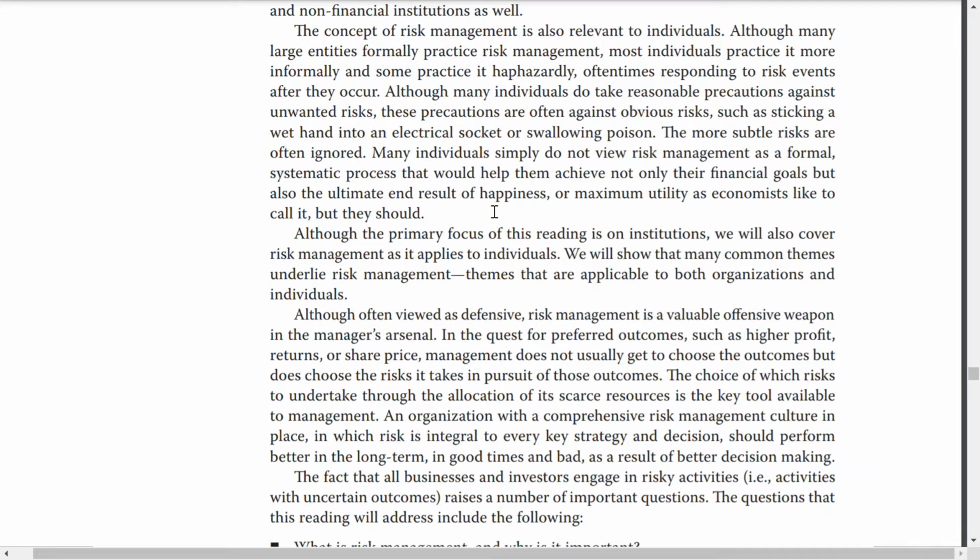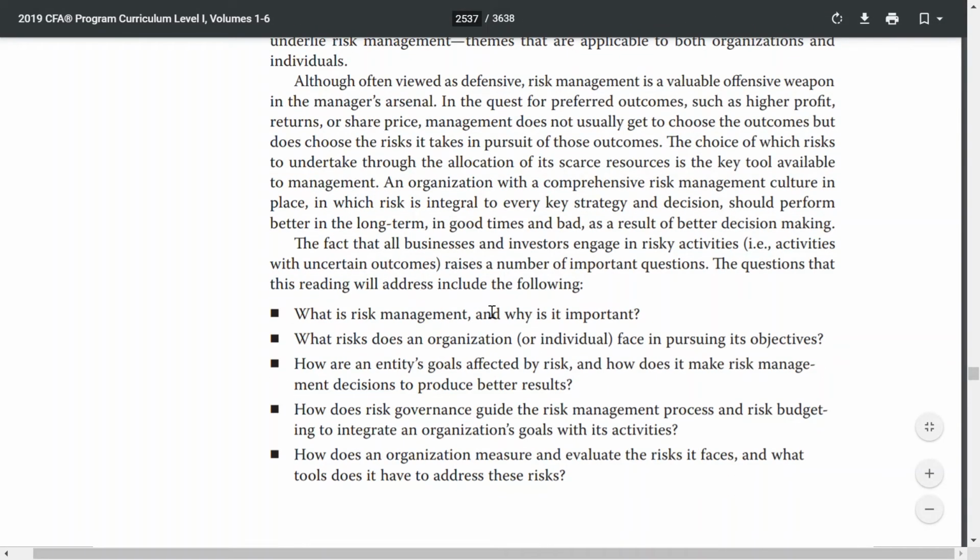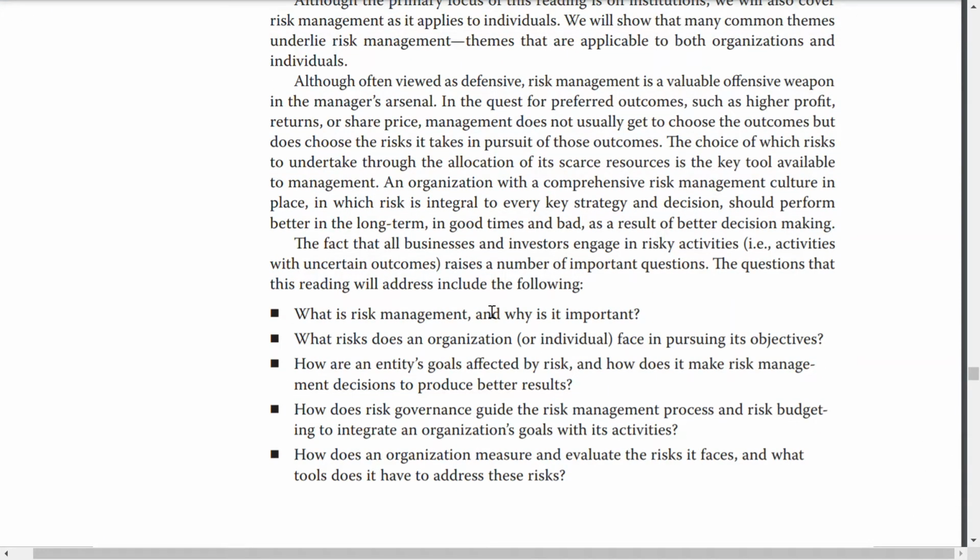Although often viewed as defensive, risk management is a valuable offensive weapon in the manager's arsenal. In the quest for preferred outcomes, such as higher profit, returns, or share prices, management does not usually get to choose the outcomes, but does choose the risk it takes in pursuit of those outcomes. The choice of which risks to undertake through the allocation of its scarce resources is the key tool available to management. An organization with a comprehensive risk management culture in place, in which risk is integral to every key strategy and decision, should perform better in the long run, in good times and bad, as a result of better decision making.